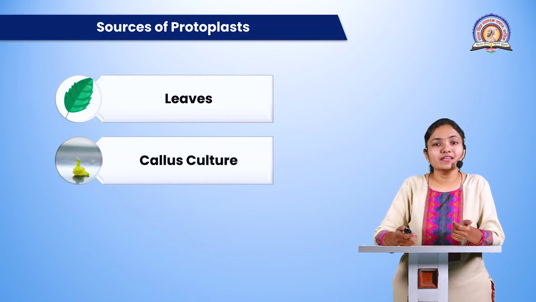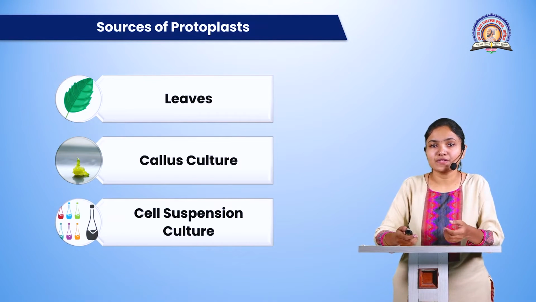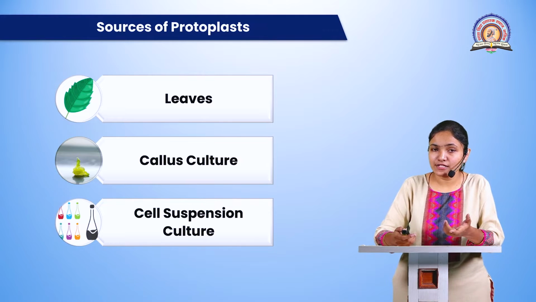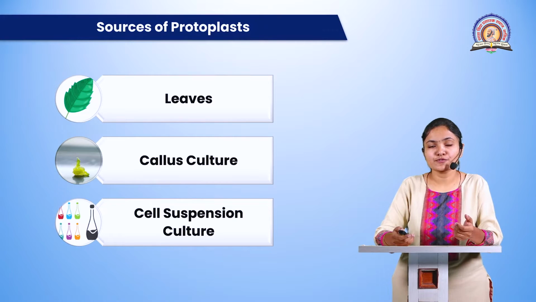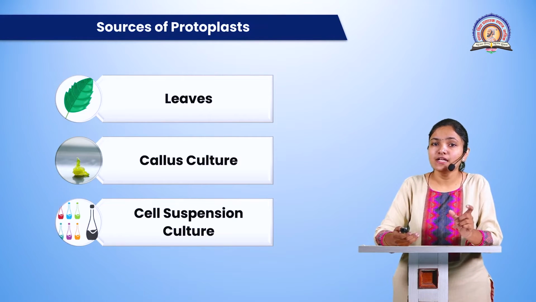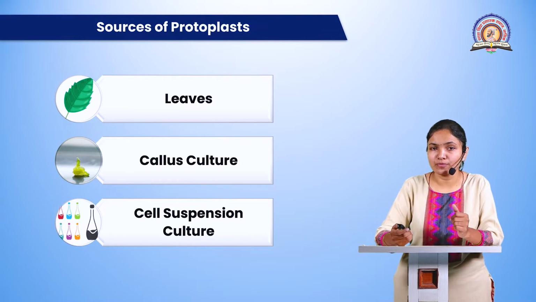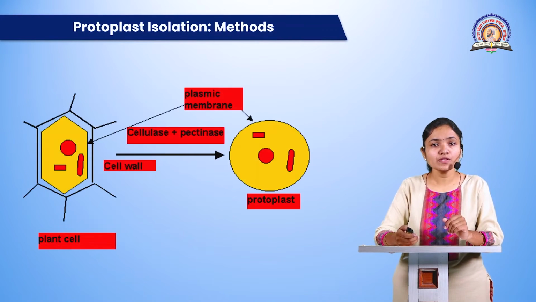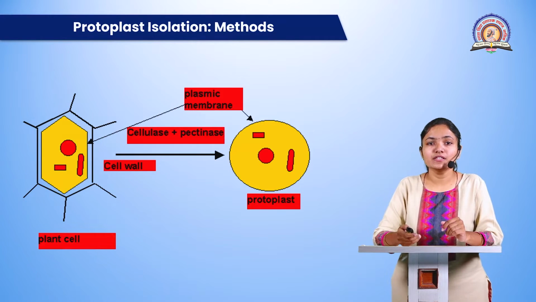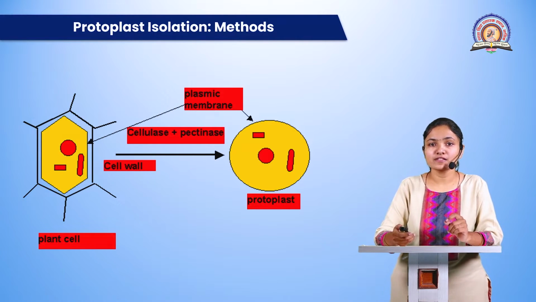So here you can see a few of the sources listed, that is leaves, callus culture and suspension culture. These are the three different sources from which I can get a good yield of protoplast. But let me tell you, leaves are the best source for the isolation of protoplast, because the method of isolation from leaves is a little bit easy, as well as it provides a higher yield of protoplast. So let's begin to understand the methods of isolation of protoplast.